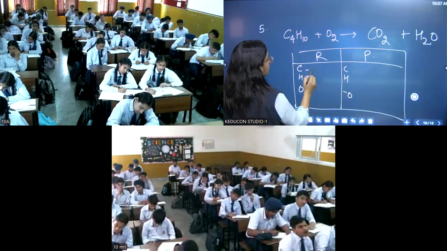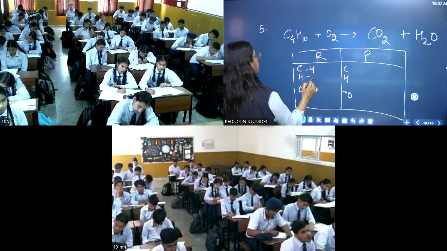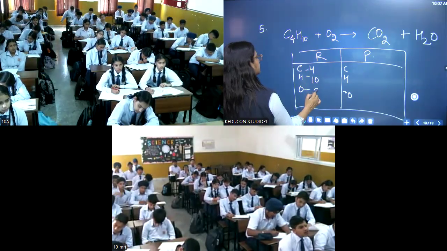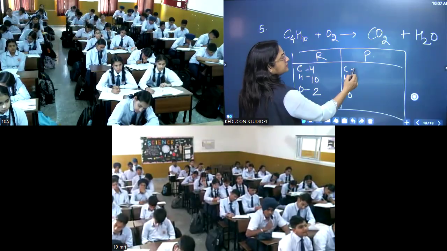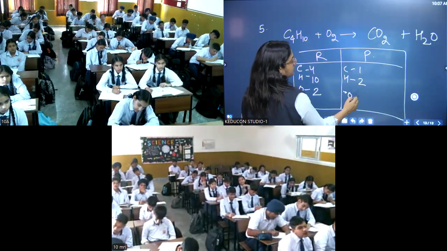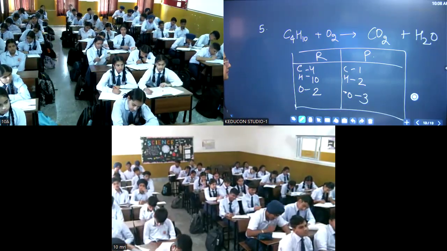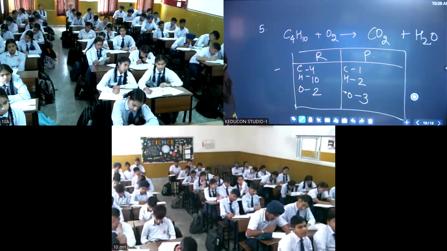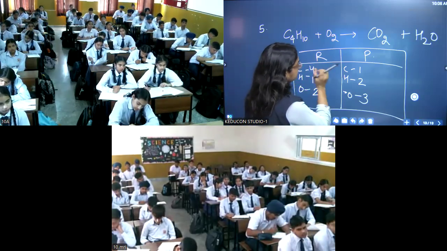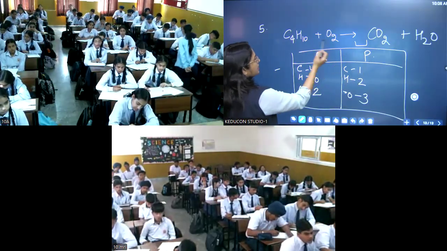Carbon, hydrogen. What is the number of carbon here? 4. Hydrogen, 10. Oxygen, 2. On the other side, carbon, 1. Hydrogen, 2. Oxygen, 3. Okay, which is easy to balance? Shall we proceed with carbon? Okay, what do we need to balance carbon? Apply 4 as coefficient.